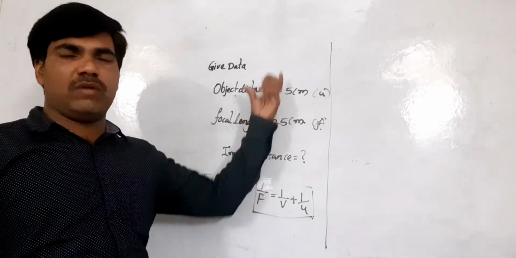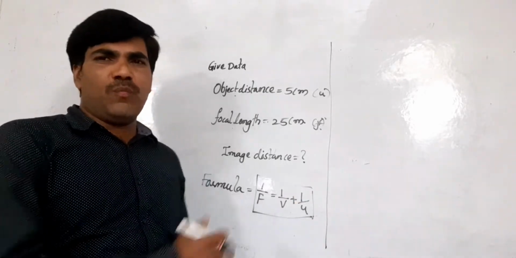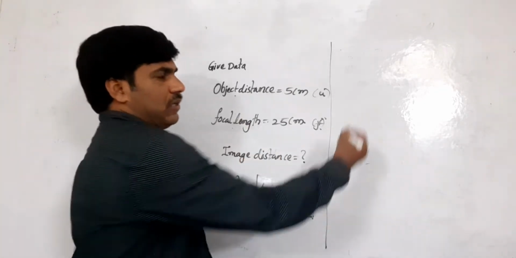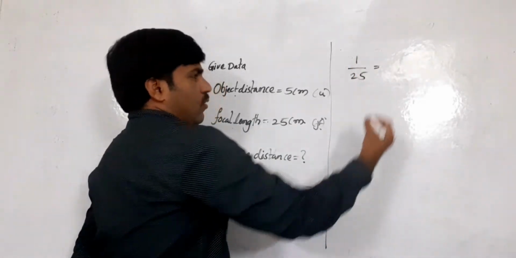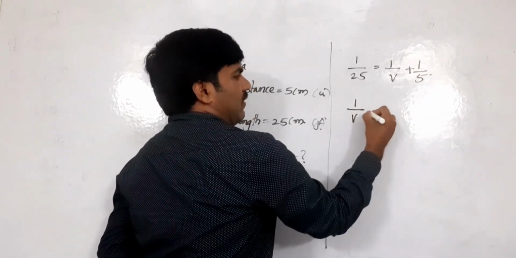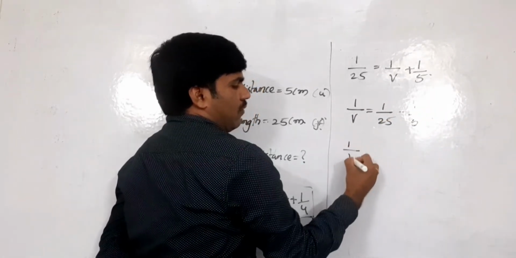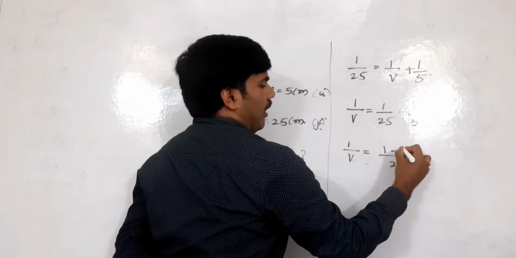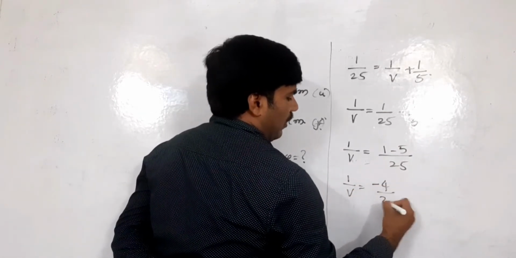You know very well the relation between these three quantities: 1 by f is equal to 1 by v plus 1 by u. Simply substitute the u value and f value, and you will get the v value. 1 by 25 is equal to 1 by v plus 1 by 5 centimeters. Now 1 by v is equal to 1 by 25 minus 1 by 5, which is (1 minus 5) by 25. So 1 by v is equal to minus 4 by 25.